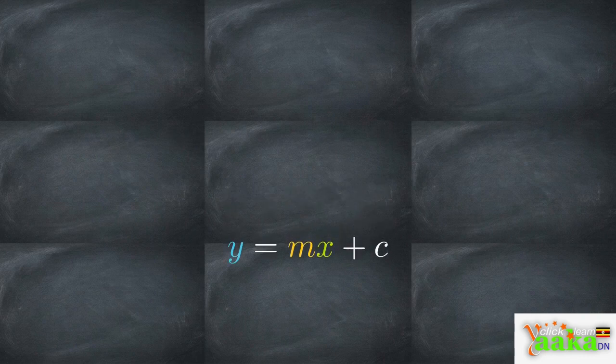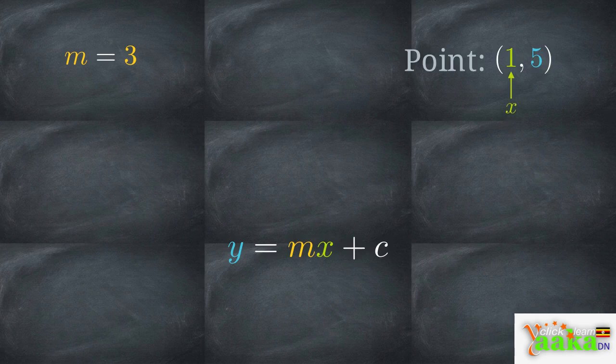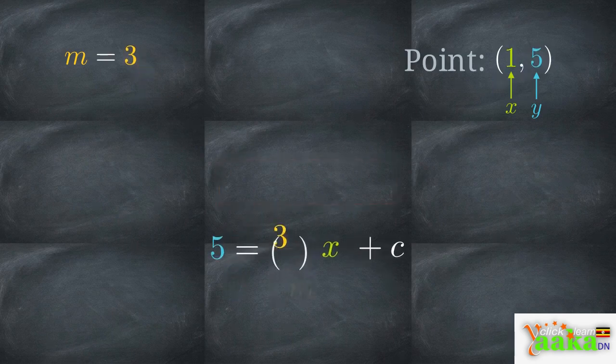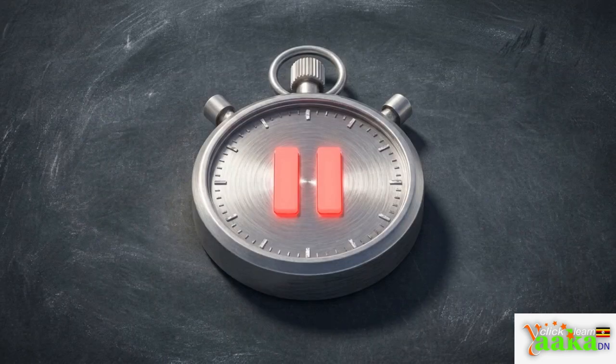This time, we only know that its gradient is 3, and it passes through the point 1, 5. In any coordinate pair, the first number is always our x value, and the second is our y value. We take those specific numbers and substitute them into our foundation equation. 5 replaces y, 3 replaces m and 1 replaces x. Pause the video right here and try to mathematically isolate c on your own.